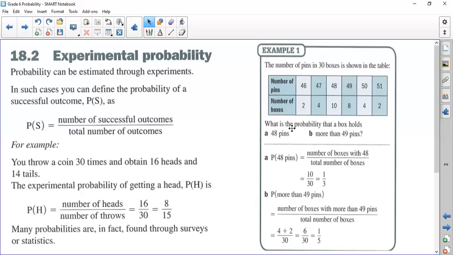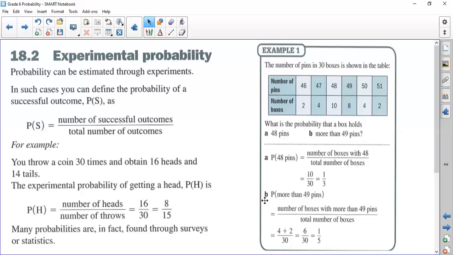So what is the probability that a box holds 48 pins, or more than 49 pins? To find the probability for 48 pins, we go to 48. The number of boxes with 48 pins is 10, and the total number of boxes is 30. So it will be 10 over 30, which is 1 over 3.